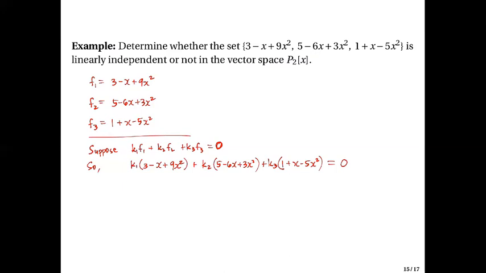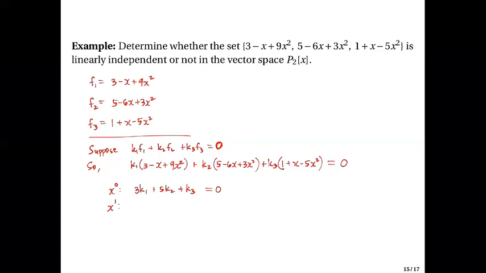So in order to solve this, we compare coefficients. Let's say you have your x to the 0, the constant parts. So 3 times k1, you have 3k1. Here the constant part is 5 times k2, so plus 5k2. Here the constant part is k3 times 1, so plus k3. On the right hand side, everything is 0, so the constant part is also 0.